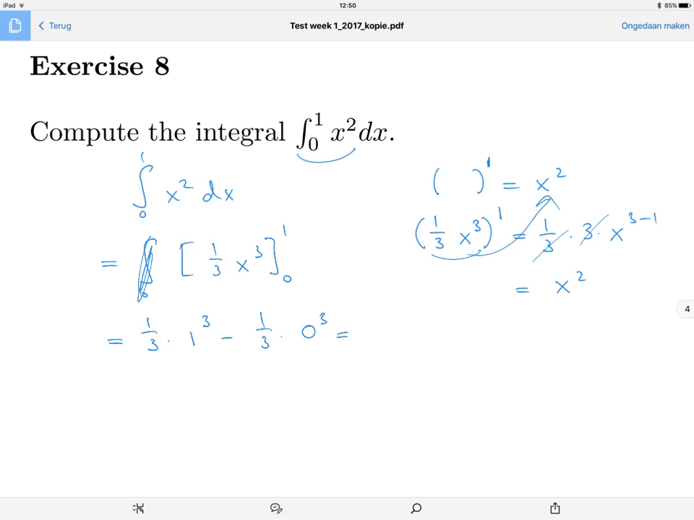And 1 to the power of 3 is just 1. So I get here for the first term 1/3. And this is just 0. So our answer is 1/3.